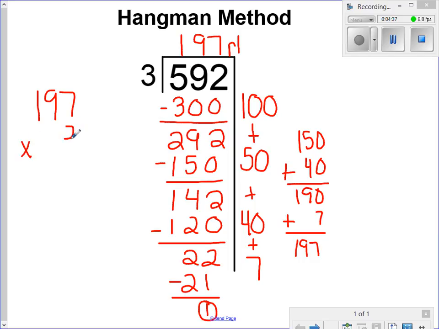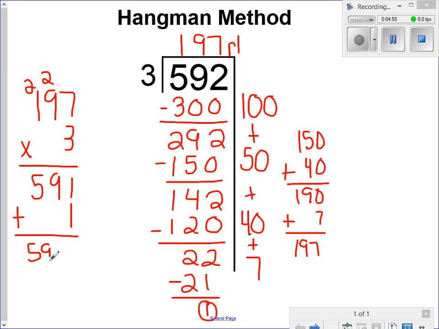So I'm going to multiply. So 7 times 3 is 21. 9 times 3, 27, plus 2 is 29. Carry the 2. 3 times 1 is 3, plus 2 is 5. Again, I have to remember to add in my remainder. And I get 592, which matches my problem. Okay?